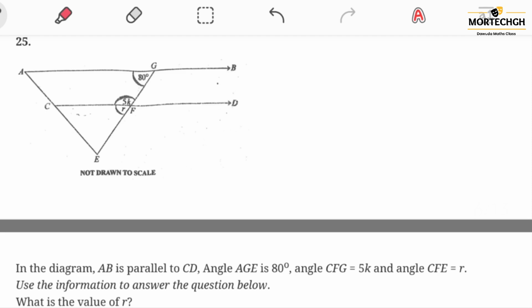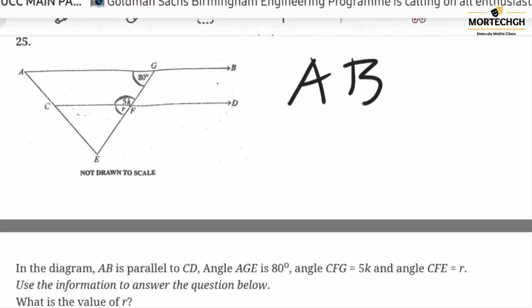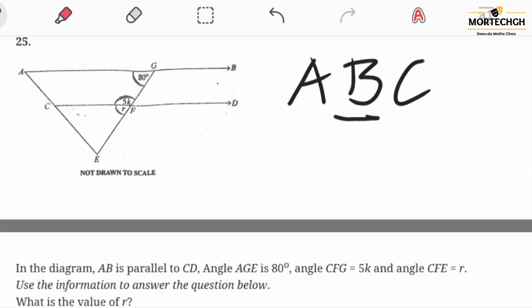As far as angles are concerned, when you are given an example, angle ABC, the letter in the middle represents where the angle will be. So angle ABC simply means that the angle is formed at B. So angle CFE means the angle is formed here. That angle is R. So that's the angle they are asked to find.